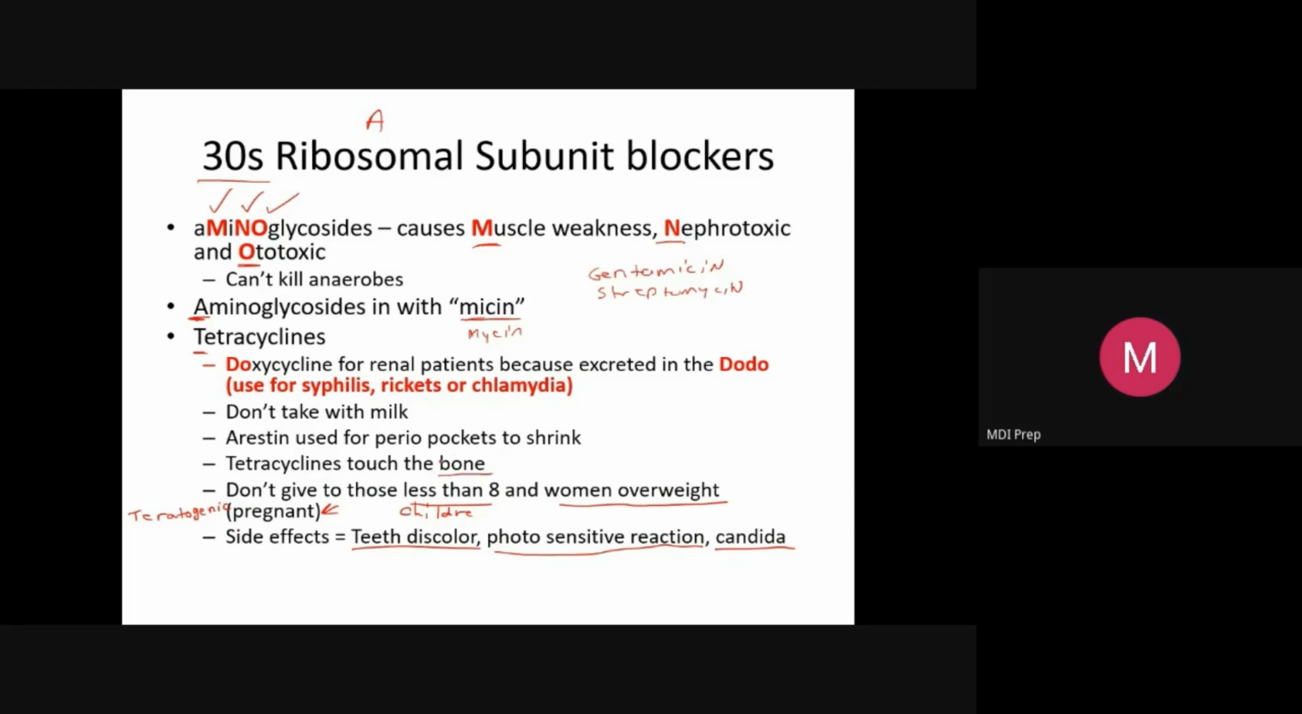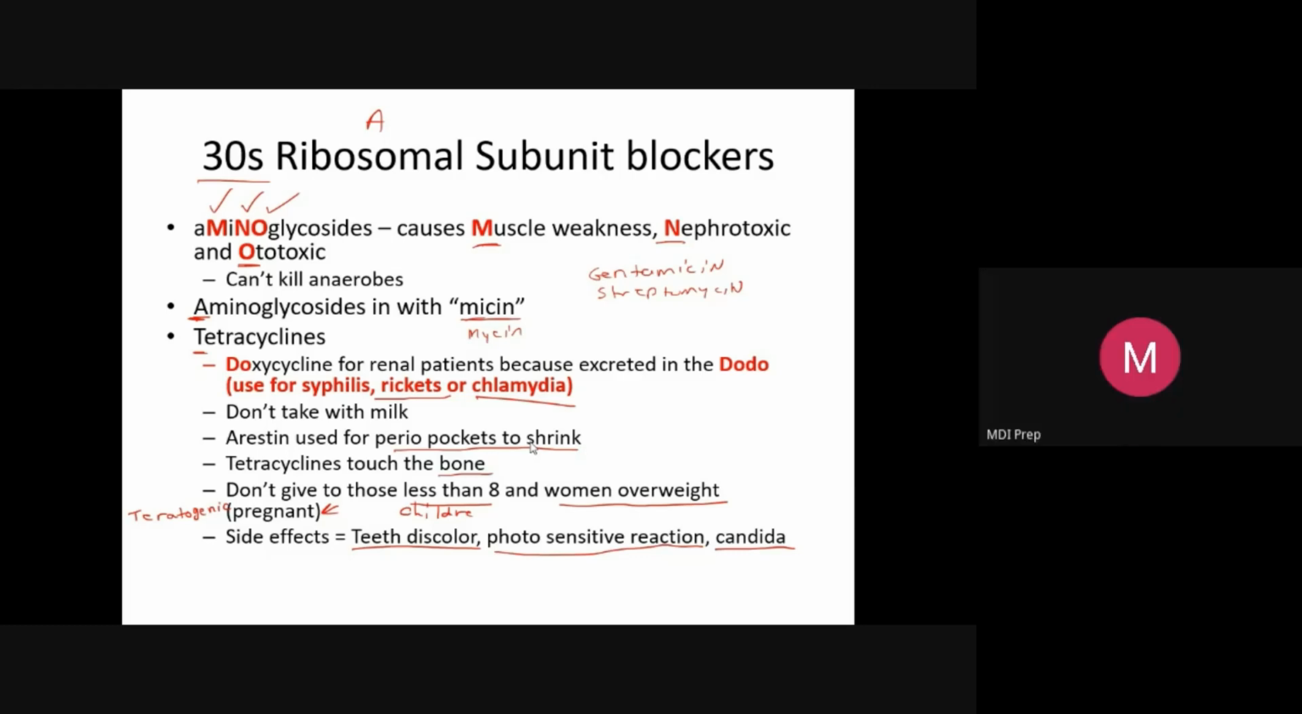So if you think about it, you really don't use tetracycline for a lot of different things. Like if somebody had rickettsia, Rocky Mountain Spotted Fever, you could use it for that. Chlamydia, to shrink perio pockets. But again, they will tell you more about the tetracycline when you do perio.